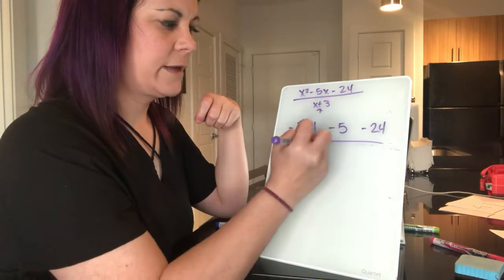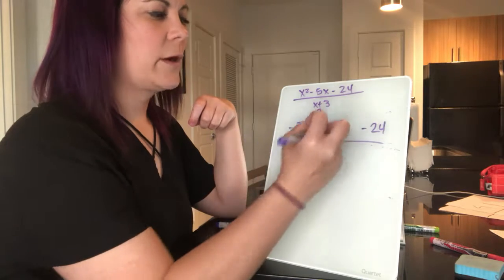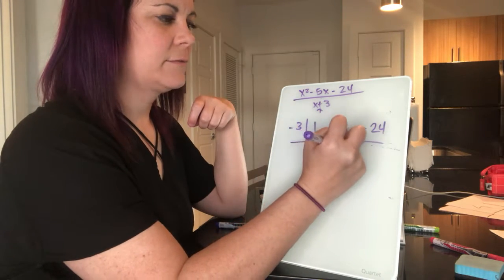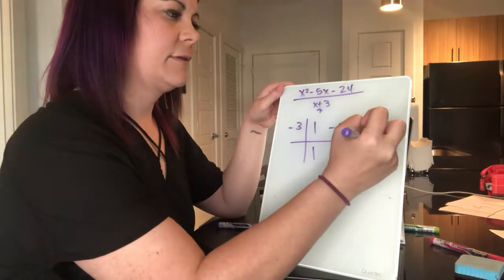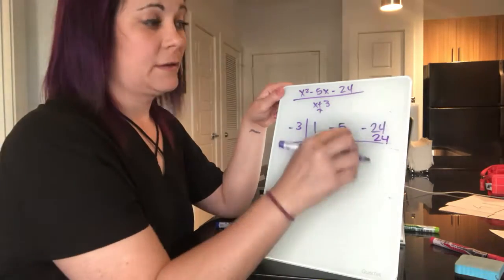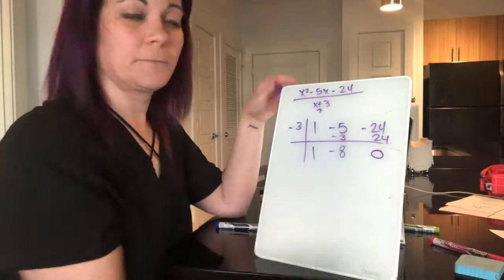Again, we start this. We bring the 1 down. -3 times 1 is -3. We add these: -8. -3 times -8 is +24. -24 plus 24 is 0.